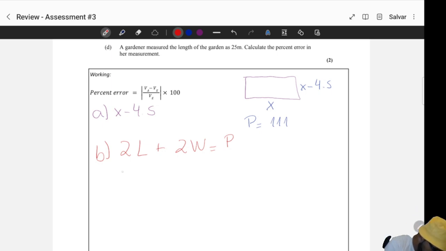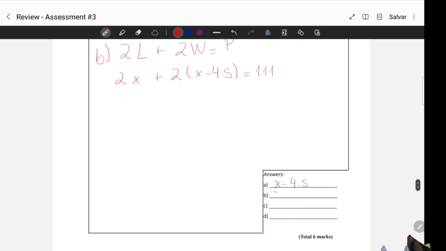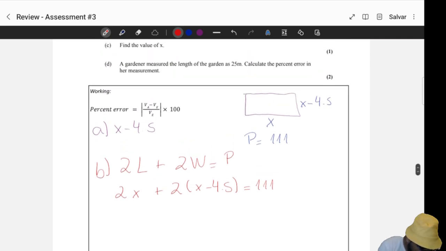Who is length for us here? Oh, it's 2x. Who is the width for us here? Oh, it's 2 times x minus 4.5, equals, what is the perimeter? 111. That's the answer here for B: 2x plus 2 times x minus 4.5 equals 111. Done. Let's go see.